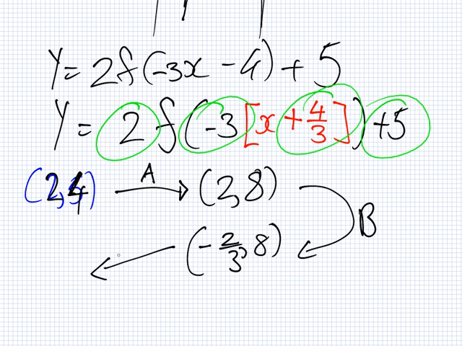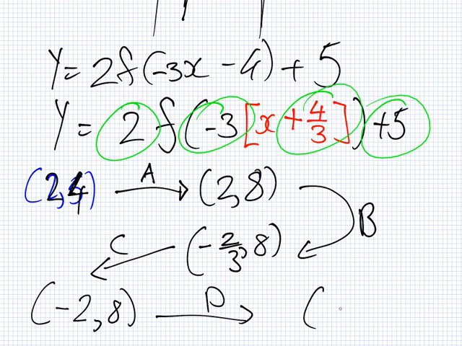Right, next is the C. So what happens with the C here? It moves it to the left 4 over 3 units, so that would become minus 6 over 3, which is minus 2, and 8. Minus 2 over 3, minus 4 over 3, because you're moving it to the left. Okay. And then lastly, the D, what was the D going to do here? Moves it up to 13. The D increases this point by 5 units. Clear that now?